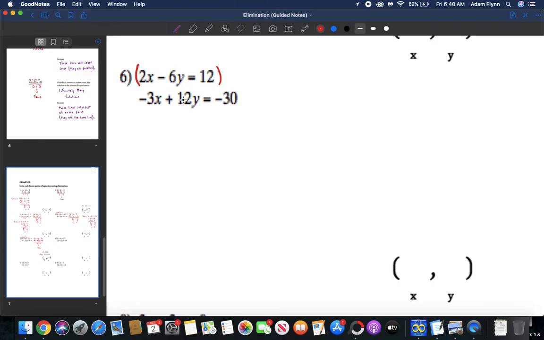So to make this negative 6 a negative 12, so it eliminates with this positive 12y, I need to multiply or scale my top equation by 2. So if I rewrite it over here, 2 times 2x is going to be 4x. 2 times negative 6y is going to be negative 12y. And 2 times 12 is going to be 24. And I can rewrite my bottom equation.